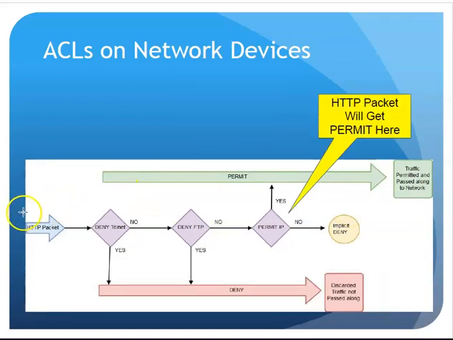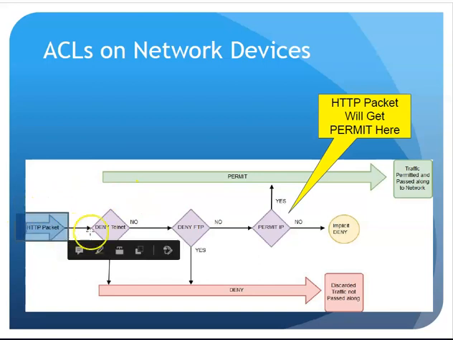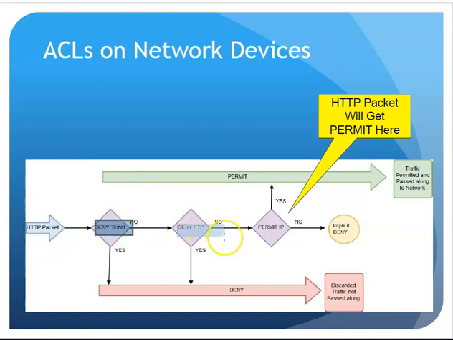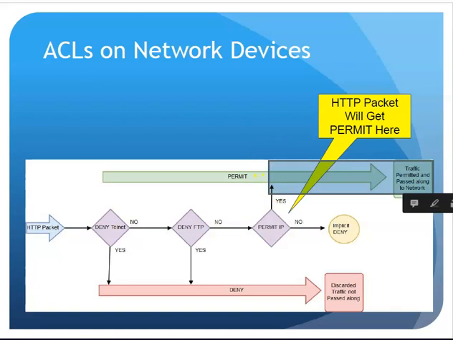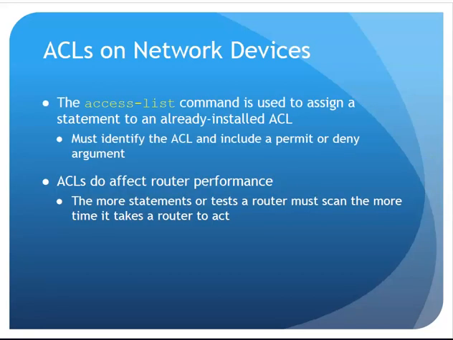If I have a piece of web traffic, HTTP, well, it doesn't match telnet. It doesn't match FTP. But it does match IP, because HTTP uses IP traffic. Okay, it does match IP, so it's going to get permitted. This traffic would actually get through this access list rule.